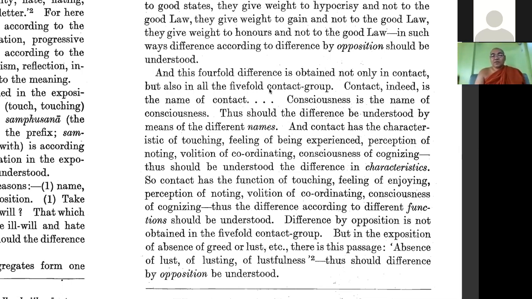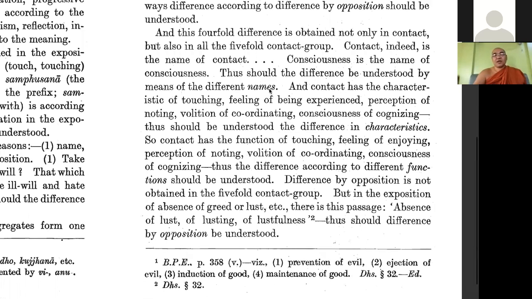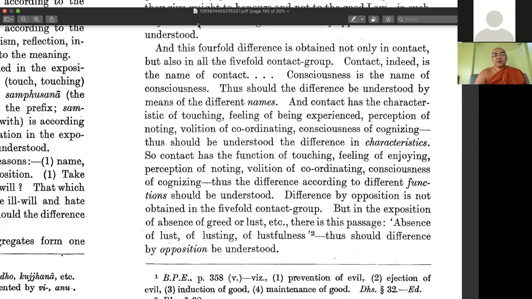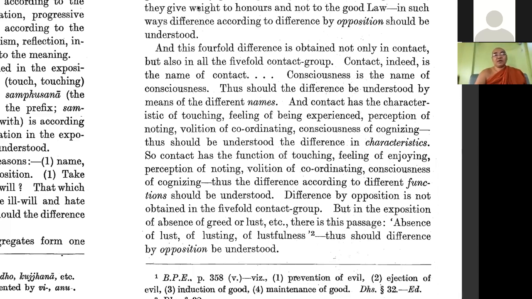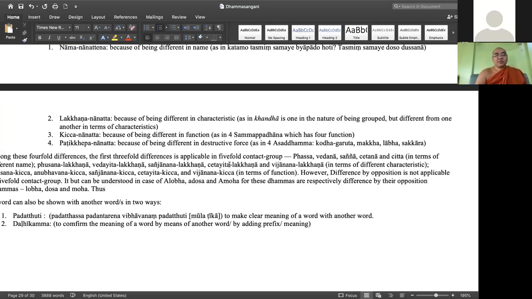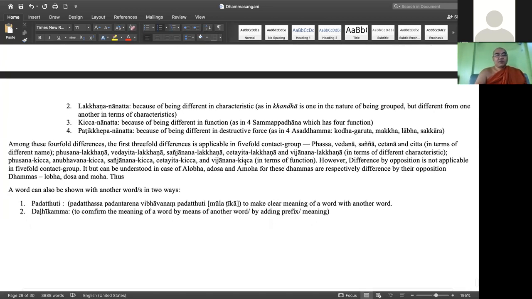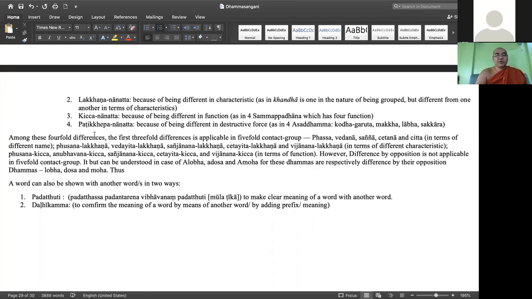So this paragraph, you may read by yourself. Here I make a summary for you to understand easily. Among these four differences, the first three are applicable in the five-fold contact group, Phassa Pancamaka group. For example, phassa, vedana, sanna, cetana, vinnana, these five. Because they are a group of five, like the Pancavaggiya, we call it Phassa Pancamaka.